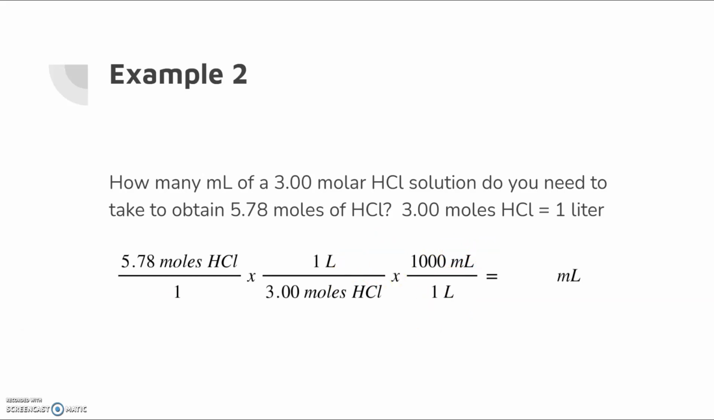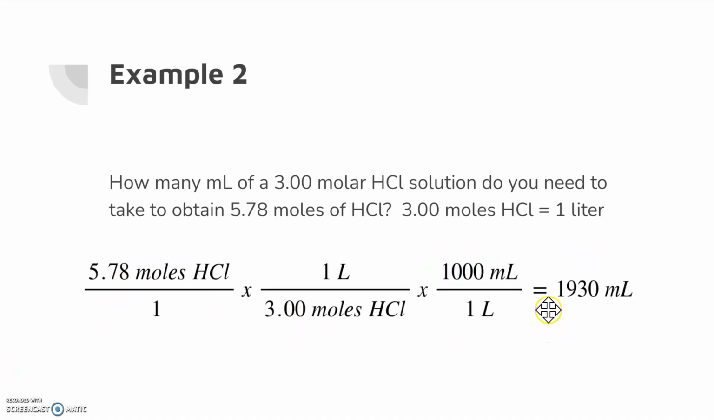So now all I have to do is take out my calculator, because moles cancel, liters cancel, I'm at milliliters, and do the math. 5.78 divided by 3 times 1,000. And that gives me 1,930 milliliters because I rounded that to 3 sig figs because there's 3 sig figs here, 3 sig figs here. This is a definition, so I don't worry about that. So I can only have 3 sig figs in my answer.